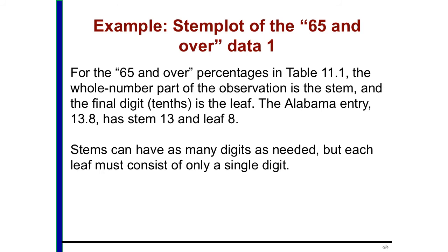So for instance, if we had a key for this, it would be 13 | 8. This would be 13.8. That's the Alabama entry. Stems can have as many digits as we need to, and our line there can often represent our decimal point. If we have one value after the decimal, it works. Let's see what this looks like.